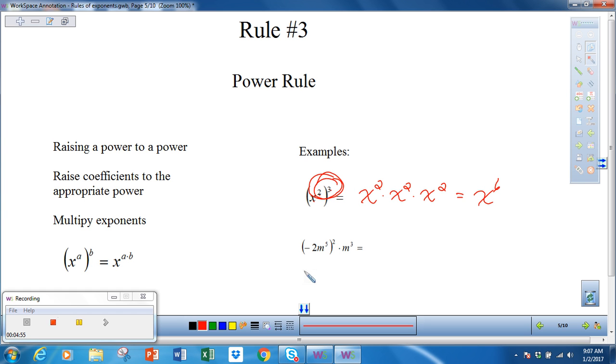For this problem, we need to remember the order of operations. That means we have to do what's in the parentheses first. So I can rewrite this as negative 2 squared, m to the 5th squared, times m to the 3rd. Negative 2 times negative 2 is positive 4. M to the 5th, we multiply these exponents, so that gives us m to the 10th, times m to the 3rd. Now, because we're multiplying, we add those exponents and get m to the 13th. That is the power rule.